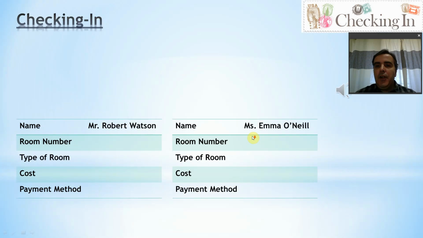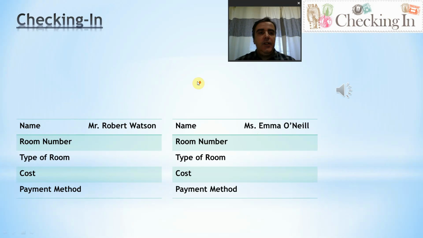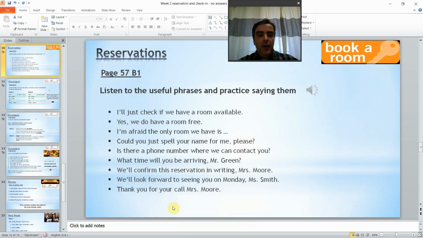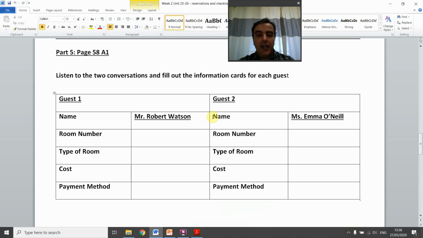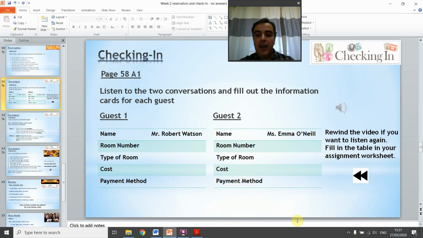Okay, we are going to move on to some other listening. So in this listening, we're going to listen to 2 conversations and fill out the information cards for each guest. Now, in your assignment handout, we can see we have guest 1 and guest 2, and then we have the information that we need to find. So we just need to fill it in there.